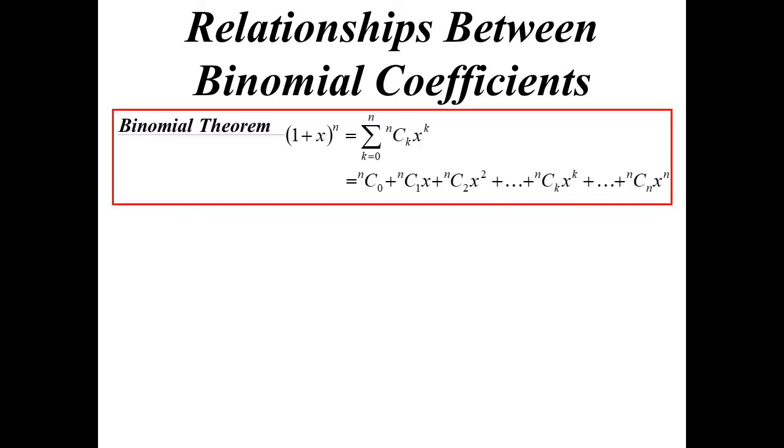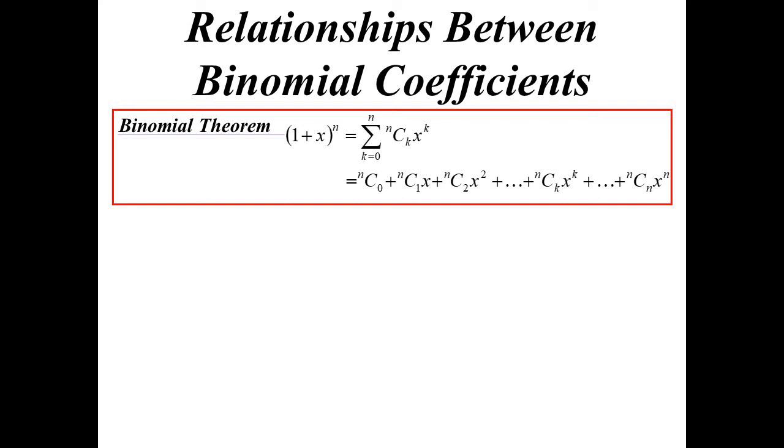So now we're going to look at some relationships that exist between the binomial coefficients. The starting point for all these questions is the binomial theorem. I'd suggest you write that down every time. So if you put it in sum notation, (1 + x)^n is equal to the sum of nCk x^k, going from k equals 0 to n.